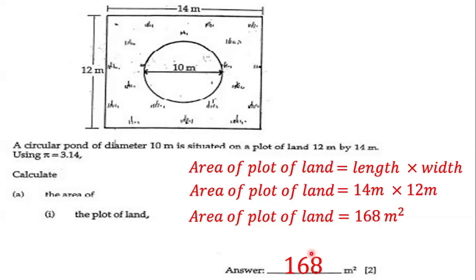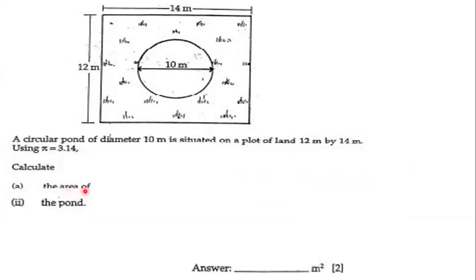Next, we need to determine the area of the pond. Now the pond is a circular pond, and it has a diameter of 10 meters. In order for us to determine the area of the pond, we need the radius. The radius is half of the diameter, so it's going to be 10 meters divided by 2, which is 5.